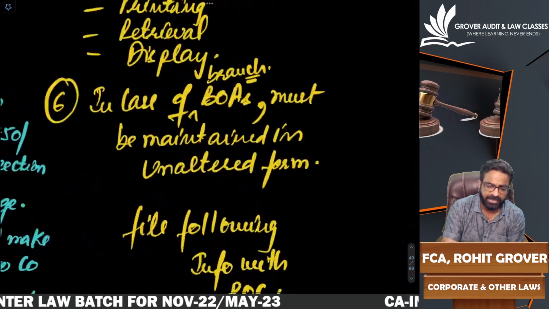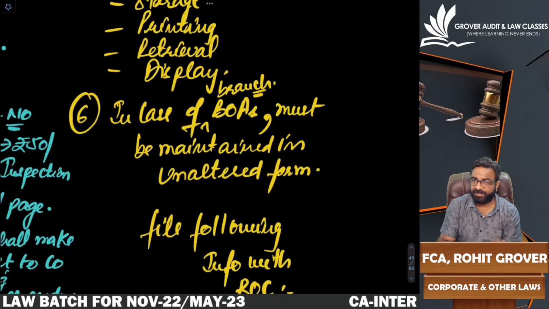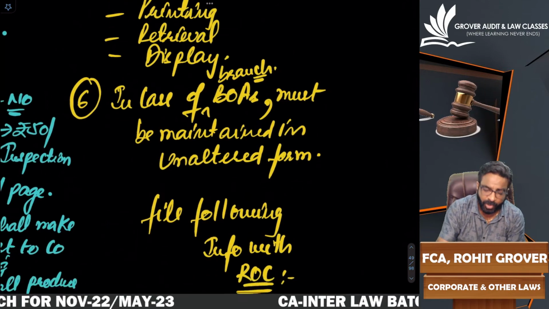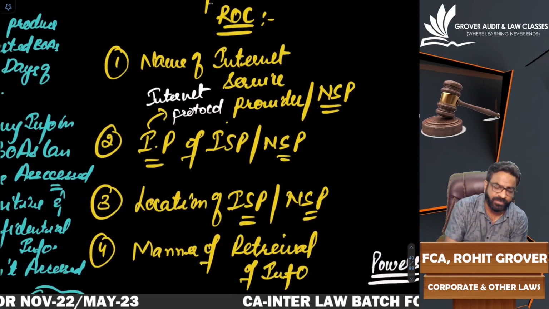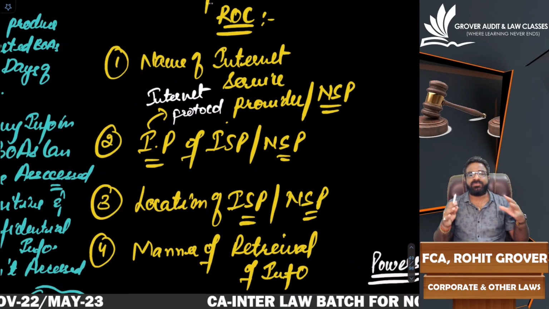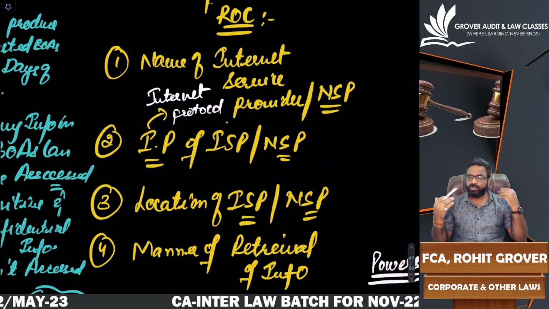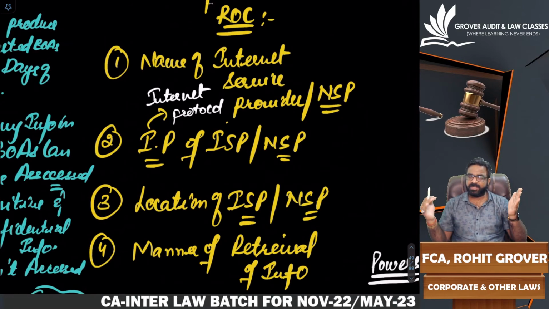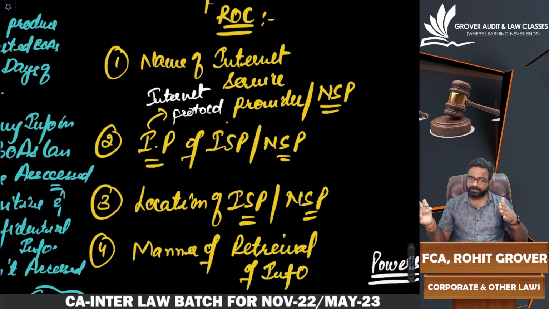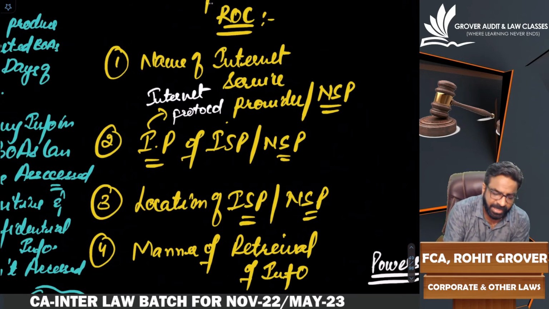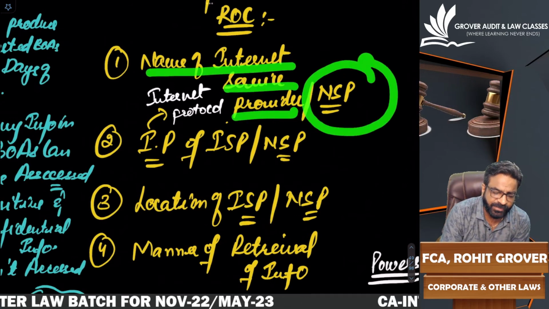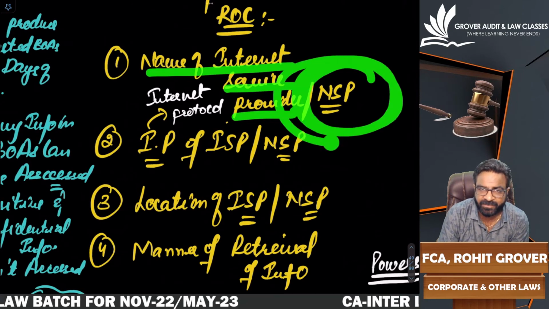And next one: if it is a branch's books of accounts, it must be maintained at the head office but in an unaltered form. Not only that, for maintaining the books of accounts and software, do you or should you have internet service in your office? Yes, sir. So what is the name of your internet service provider, or the name of your network service provider? What is NSP?